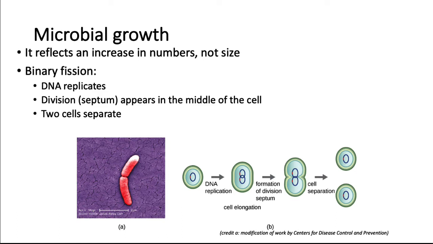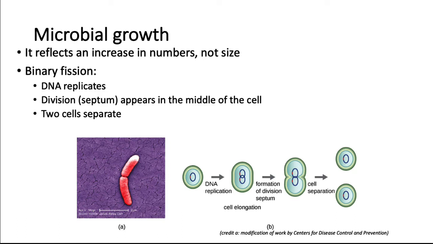Just a reminder that when we talk about microbial growth, we are not looking at increase in size, we are looking at increase in numbers. And bacterial cells, as prokaryotes, divide by a process called binary fission. This is different from mitosis, where the nucleus divides first and then the rest of the cell. No, this is a much simpler separation or division.